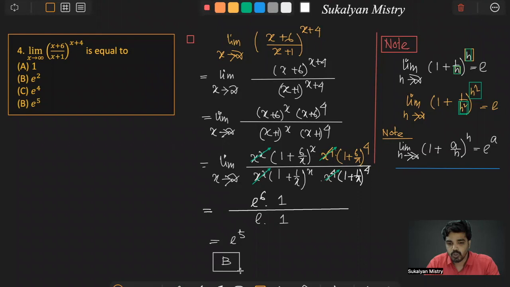So note, this is a very important note: limit n tending to infinity, (1 plus a by n) to the power n, that is equal to e to the power a. Okay, clear?